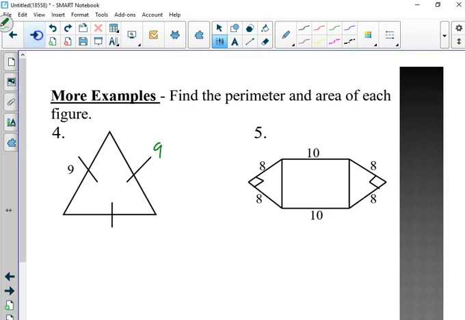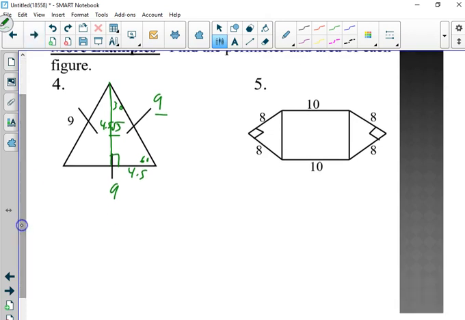Okay, more examples. 9, 9, 9. So the height is right here. If this is an equilateral triangle, that makes this 60, 30, and 90. So the short side is 4.5, half the hypotenuse, and this is going to be 4.5 times radical 3. And so therefore, the area is the base times 4.5 times radical 3. So 9 times 4.5 is 40.5. So the area is 40.5 radical 3 square units. So you see we're putting it all together.